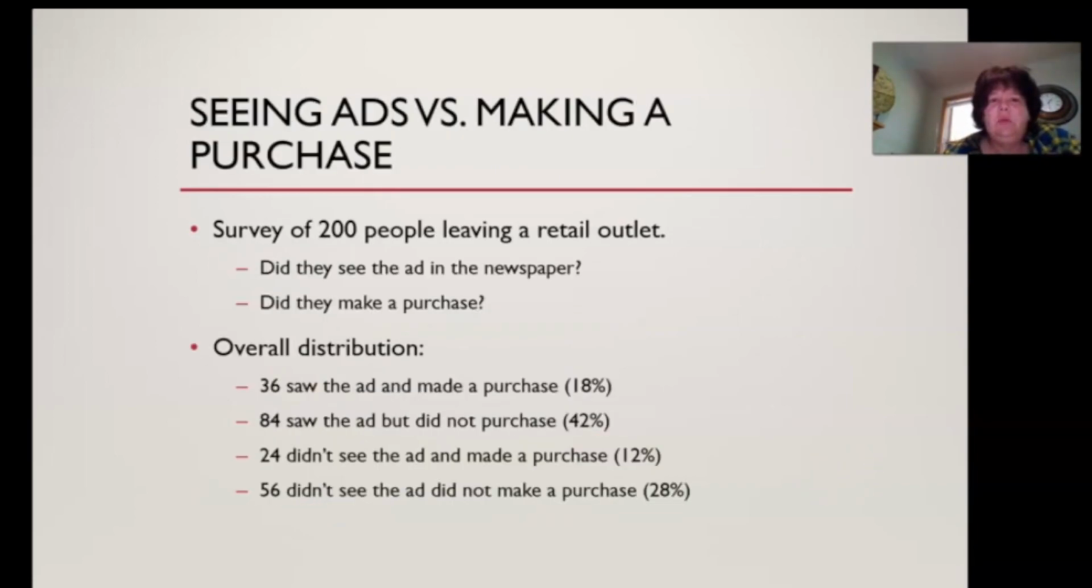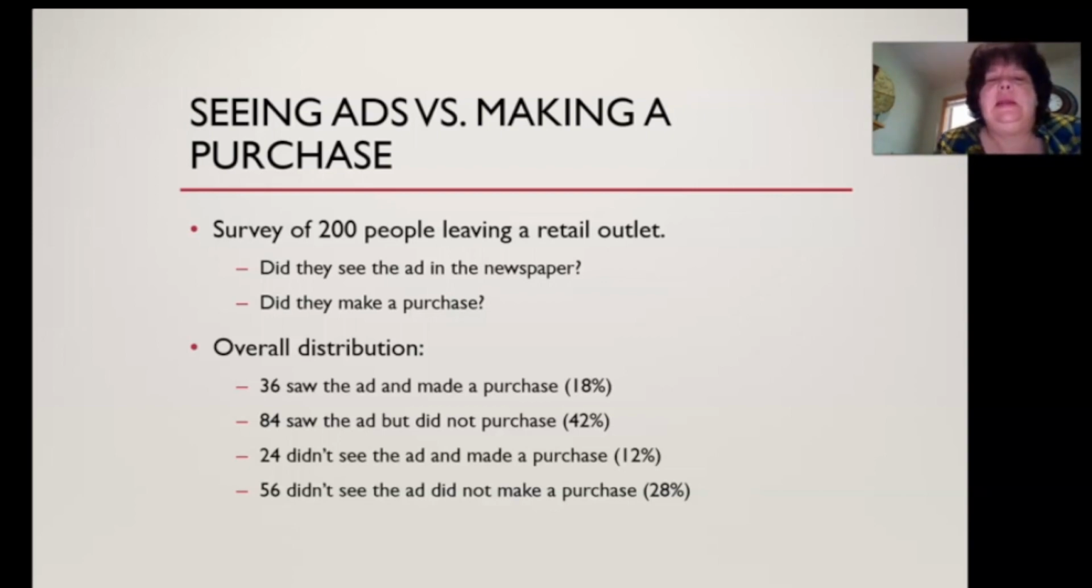In our example, we're going to find out if seeing an ad affects making a purchase. So we surveyed 200 random people leaving a retail outlet. Did they see the ad in the newspaper? Yes or no? Did they make a purchase? Yes or no? And you get an overall distribution of results. Distribution is just a listing of the results and how often they occurred.